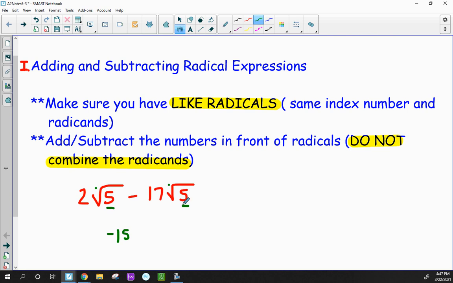And these are like terms, so you do not add the radicands, you just drop it down. So if there are 2 of these and then negative 17 of these, there's a total of negative 15 radical 5. And that's a good way to think about it.